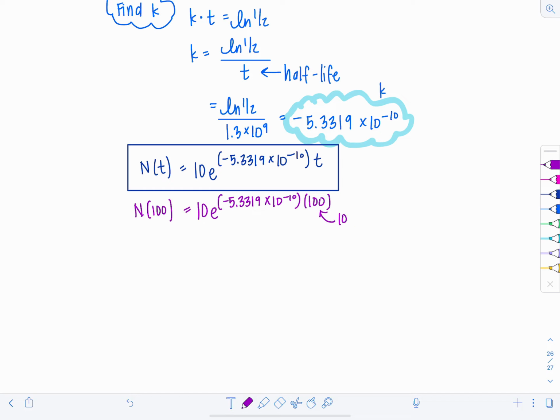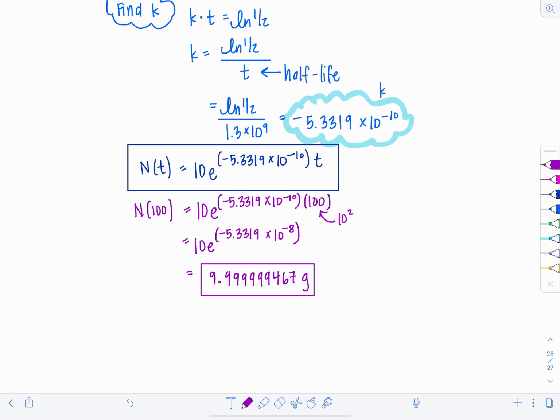Well, 100 is 10 squared, right? So this is 10e to the negative 5.3319 times 10 to the, I have negative 10 plus 2, negative 8. And then if you punch this in your calculator, you get about 9.999999467 grams. Yep, 1, 2, 3, 4, 5, 6. I just wrote out everything that was on the screen in my display.